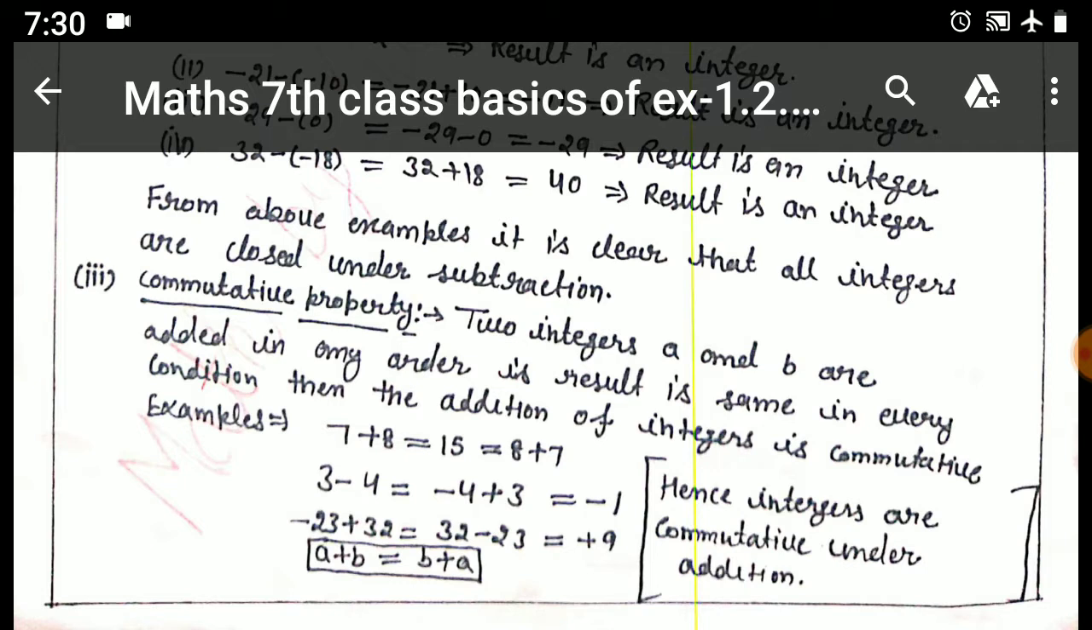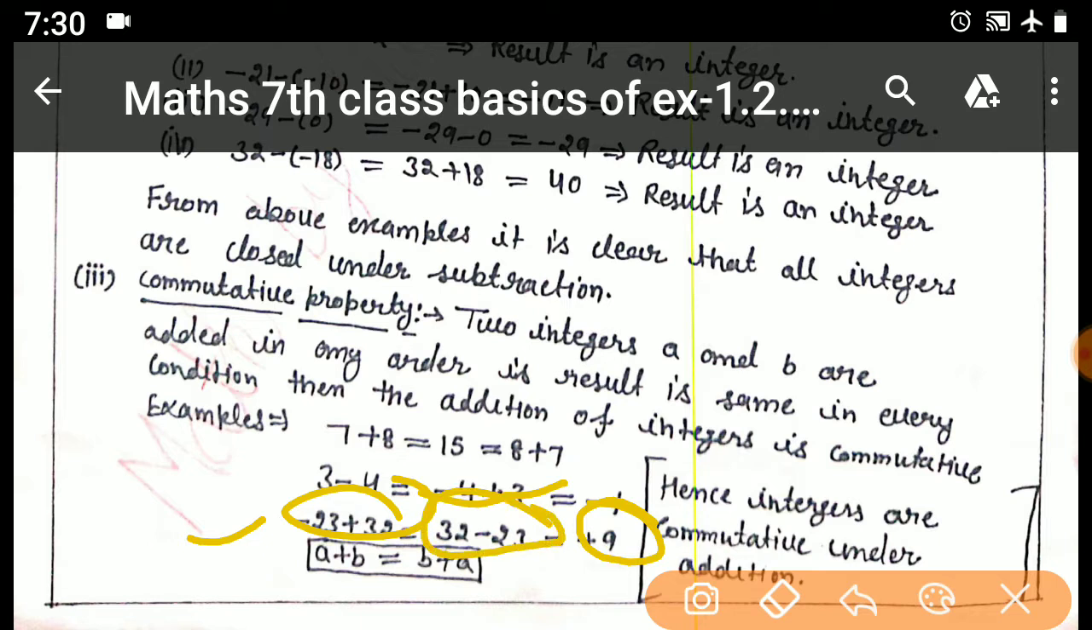The next example is 3 plus minus 4 and minus 4 plus 3, the result is minus 1. In both cases the result is minus 1. That's why these integers are commutative. The next example is minus 23 plus 32 and 32 minus 23, the result is plus 9. In both cases the result is plus 9. That's why we can say that these integers are commutative.